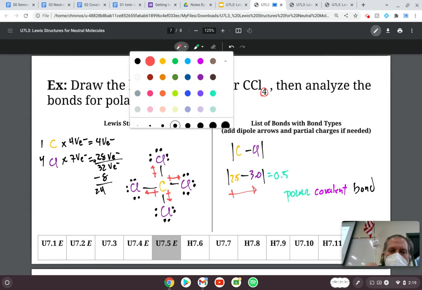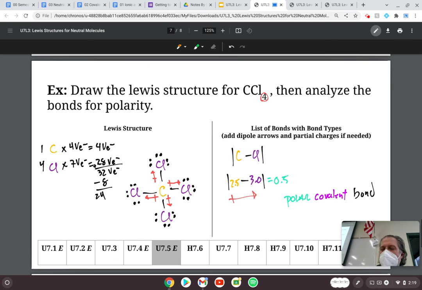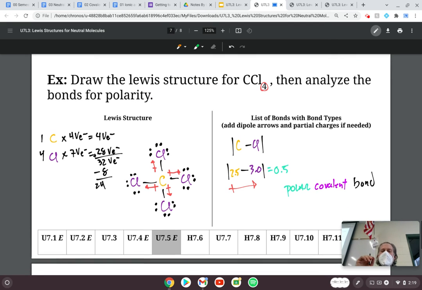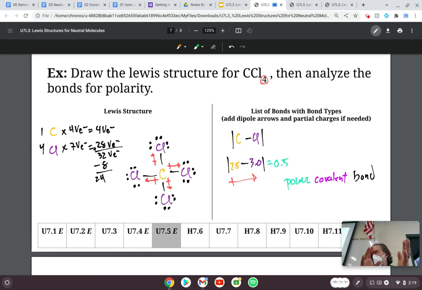And then lastly, I'm going to add the delta positive, delta negative, right? So the delta negative is the side of the bond where the electrons are being pulled toward. So these are all going to be delta negative. And the delta positive is the side of the bond where all the electrons are being pulled away. So I only need to add one. So I'm going to put it right there because it's all the same type of bond. So far, so good.